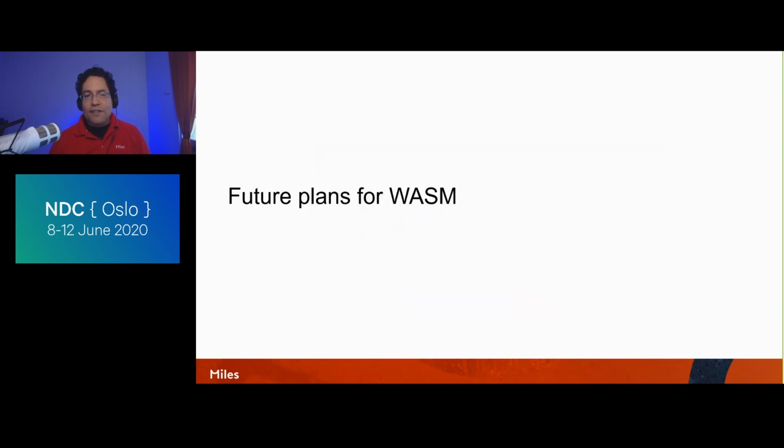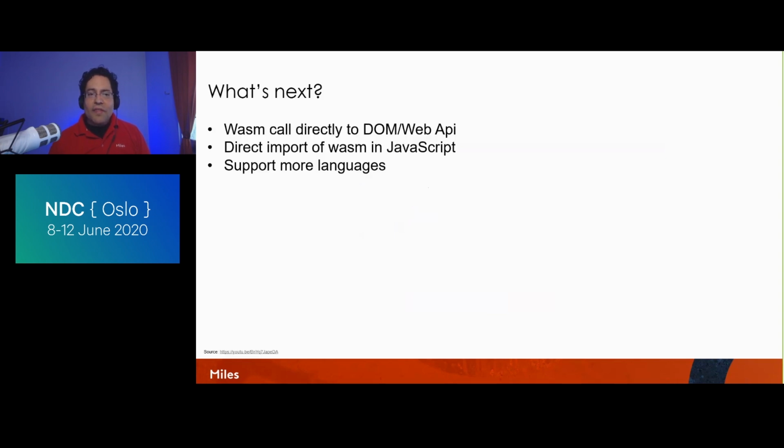I'm going to be talking about some future plans here for WebAssembly. So one thing that I've mentioned in my talk here is that we have some JavaScript glue file, which acts like a sort of intermediary between your application code and WebAssembly. But that's not very performant. So what they would like to try to do is to be able to call directly to the DOM or directly to a web API, and not be restricted to this glue file that I was talking about.